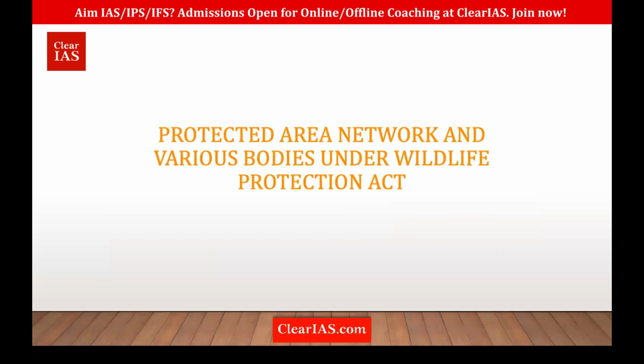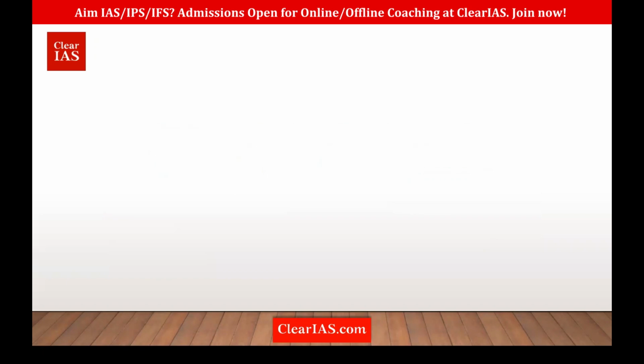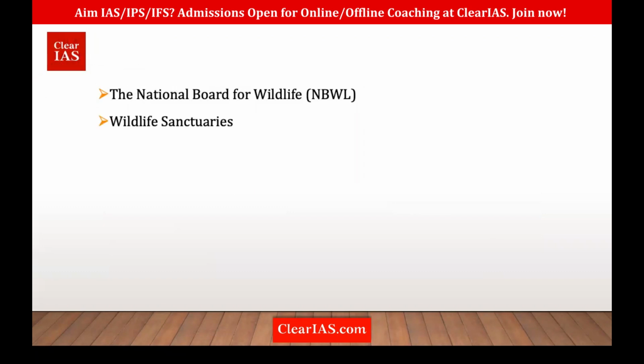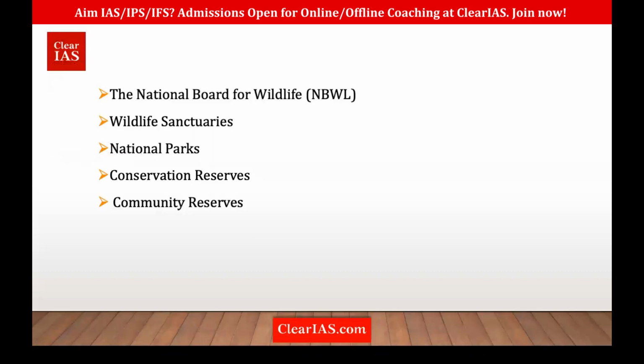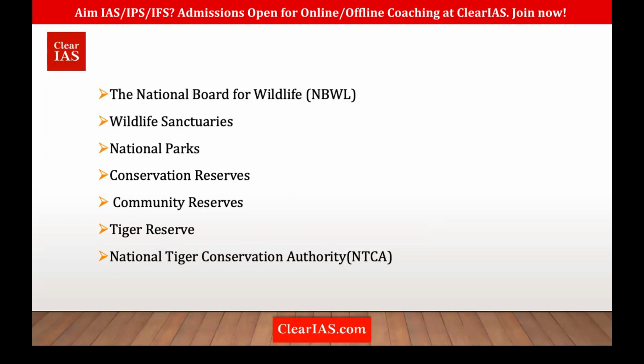Which are the various bodies and protected areas which come under this act? So yes, the first one is the National Board for Wildlife. This body is directly constituted under the Wildlife Protection Act. Then we have the protected area networks such as wildlife sanctuary, national parks, conservation reserves, community reserves, and tiger reserves also. All these five come under the Wildlife Protection Act. Then when we talk about tiger reserve, we must also know the body, National Tiger Conservation Authority. This is also considered under the Wildlife Protection Act. So we'll see each of these in detail.